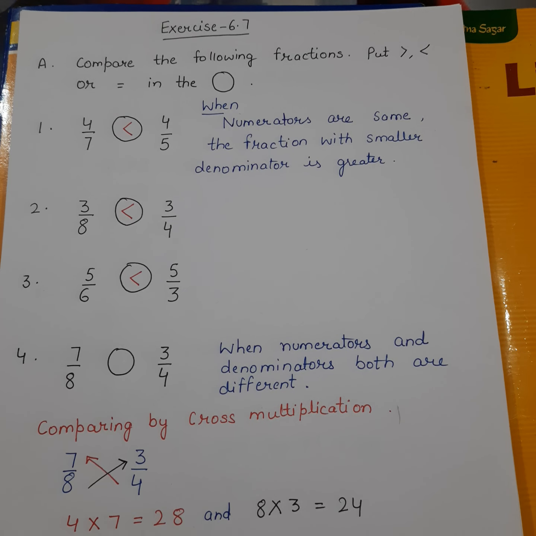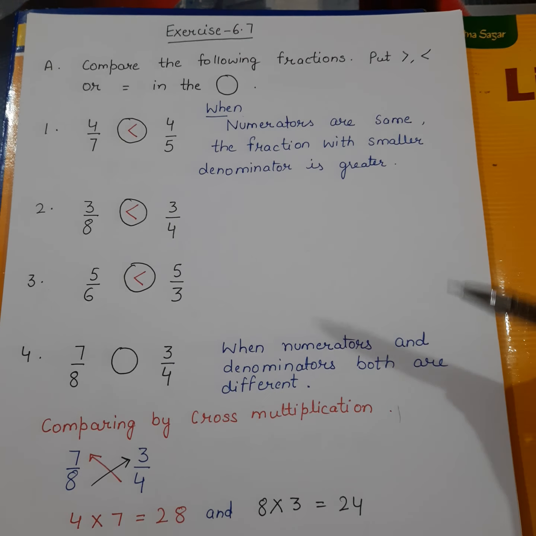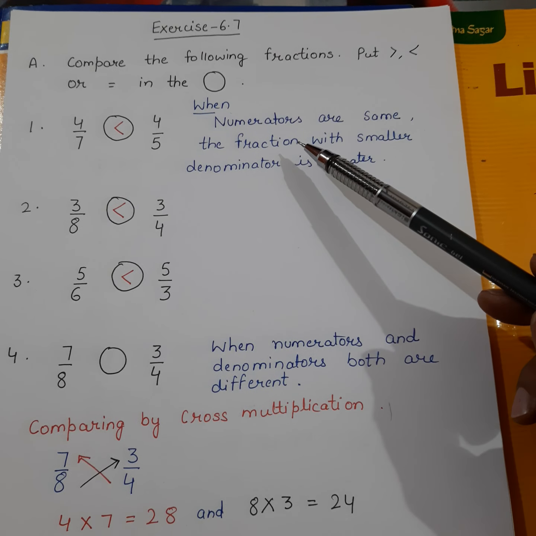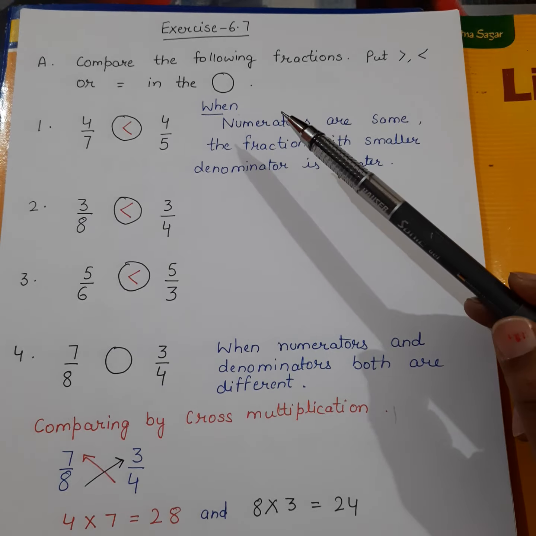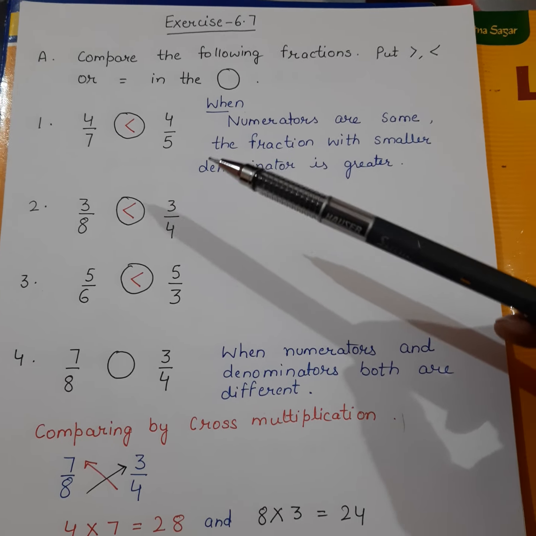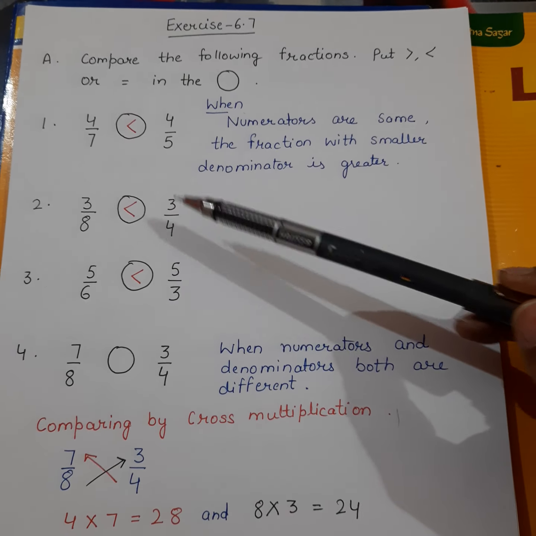Till now we have done exercise 6.6. So, today we are starting exercise 6.7. What is in exercise 6.7? In question A, compare the following fractions. We have to put the sign of greater than, less than or equal to in the given circle, right? The first part is 4 upon 7 and 4 upon 5, and we have to compare them.